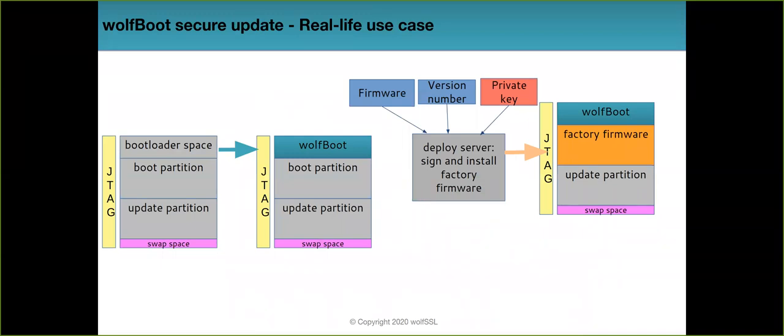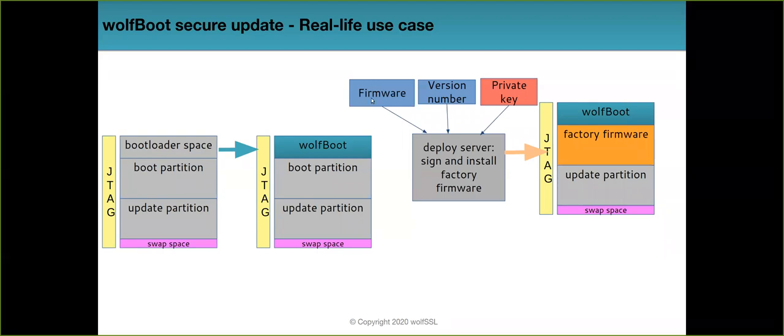So let me walk you through a real life use case. You've got your target, you've got your server, and you create a partition. You've got the bootloader space, the first one, the boot partition, the update partition, and the swap space. So you use a JTAG to load your wolfBoot in the first partition.